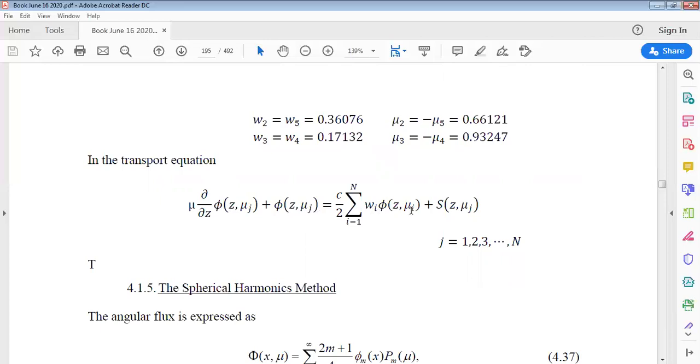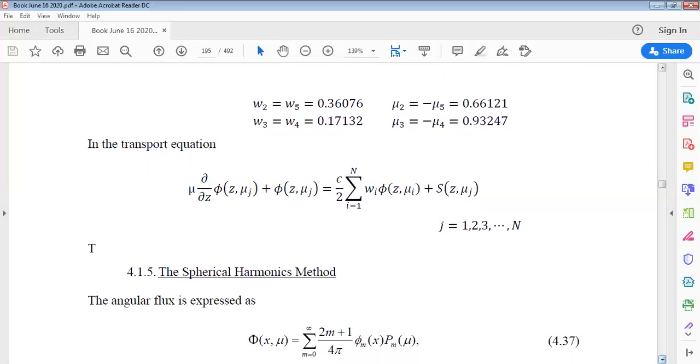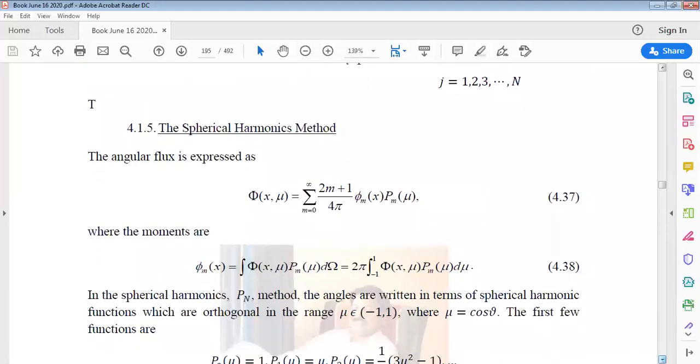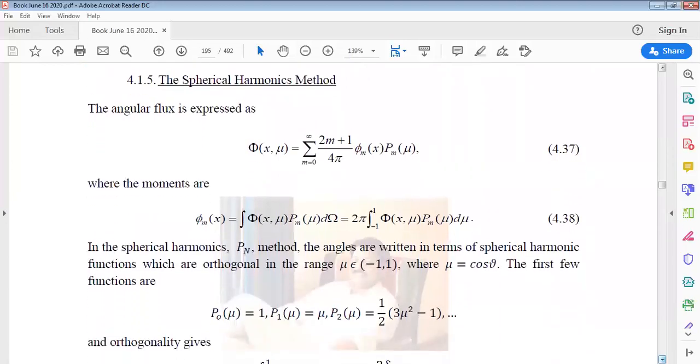So this is what the SN method was, that you just discretize in terms of angles. And the higher the order of the method, the better your results are supposed to be, at the cost of greater computational effort. Now let's look at the spherical harmonics method.